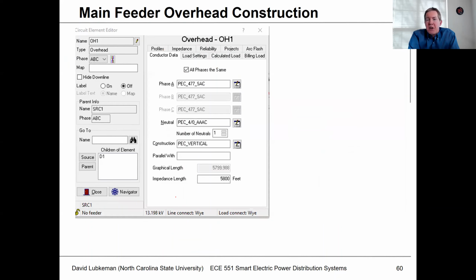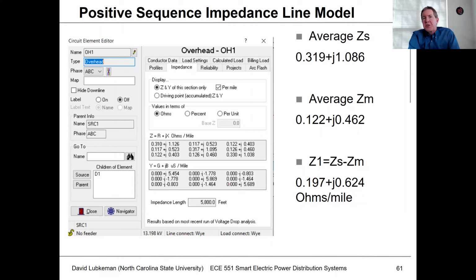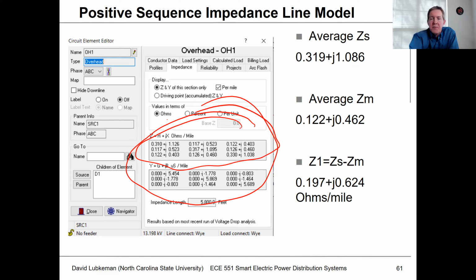Then I'm going to have my feeder impedances, and these are exactly the same feeder impedances that we use when we're doing the voltage drop analysis. So this is 477 conductor, this is the construction, this is the length. And then to do this by hand and compare it against WindMil, I'm going to need the positive sequence impedance. The way I'm going to get that is I look in WindMil and open up this set of overhead impedances, and I take these values. I take the average of the diagonal terms to get ZS. I take the average of the off-diagonal terms to get ZM.